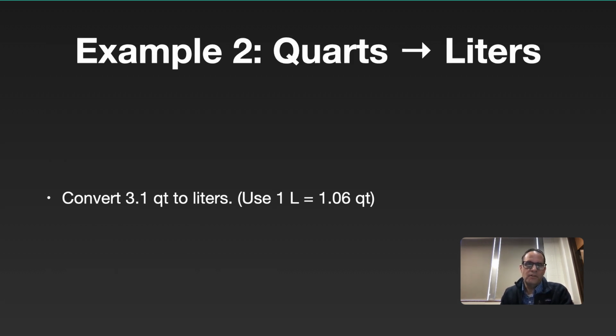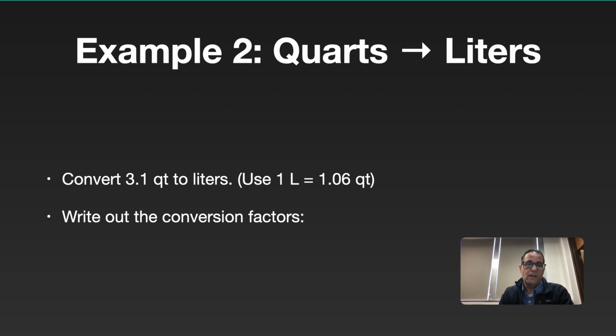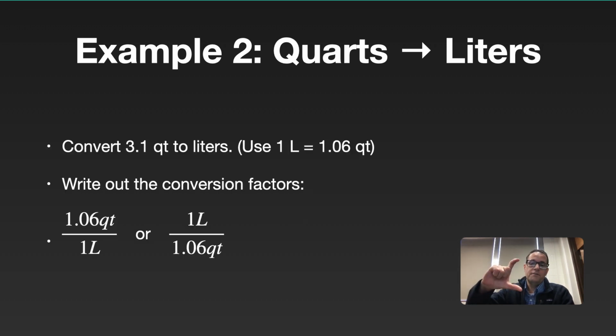Here's another example. We want to convert between quarts and liters. So the problem says convert 3.1 quarts, QT is the abbreviation for quarts, to liters. Okay, and we have some information here. 1 liter is equivalent to 1.06 quarts. Okay, so your first step is always to write out the conversion factors, especially if you're new and just starting out and this is very complicated. All right, so basically you write two different fractions one way or the other way.